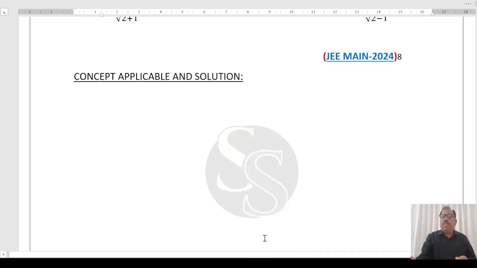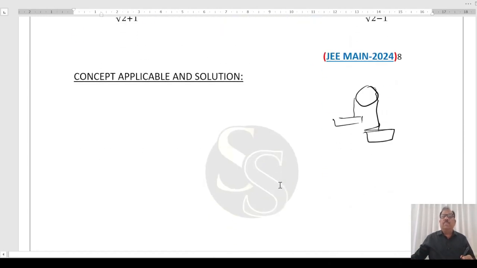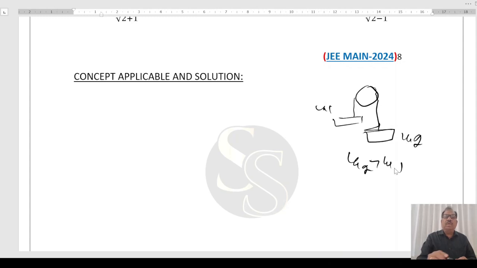Now in this case, this is the pulley. One mass is this, another mass is this. Which is greater? m2 is greater than m1. Say this is m2, this is m1. A smooth pulley is there. Now, free body diagram.